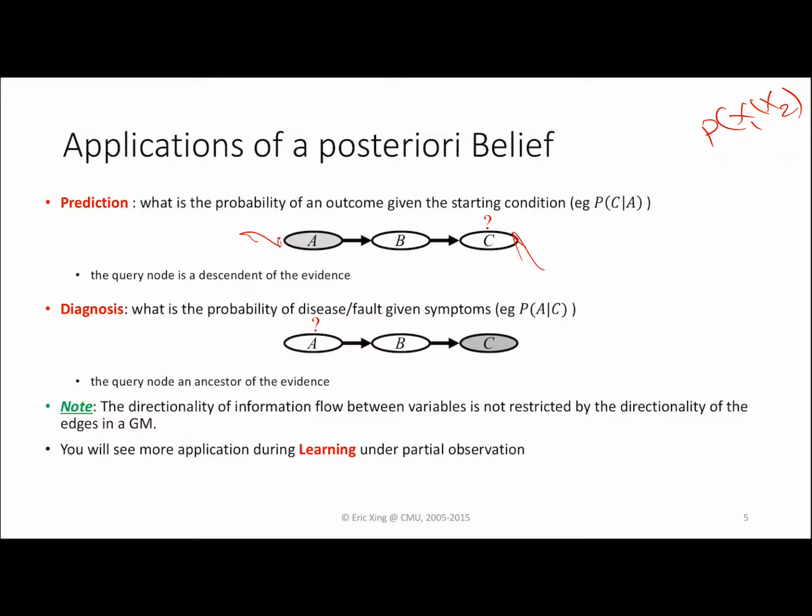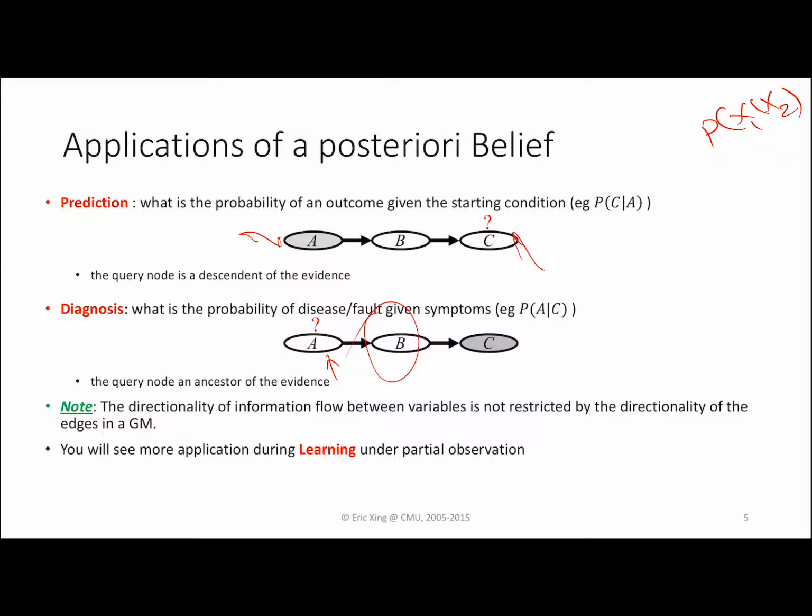Another direction is diagnosis. You may say, well, I know that this guy has a disease C. What can cause this? So you basically want to go in the reverse direction. You want to see whether high blood pressure or low blood pressure causes the disease, integrating out the effect of it. So that is the problem of diagnosis.